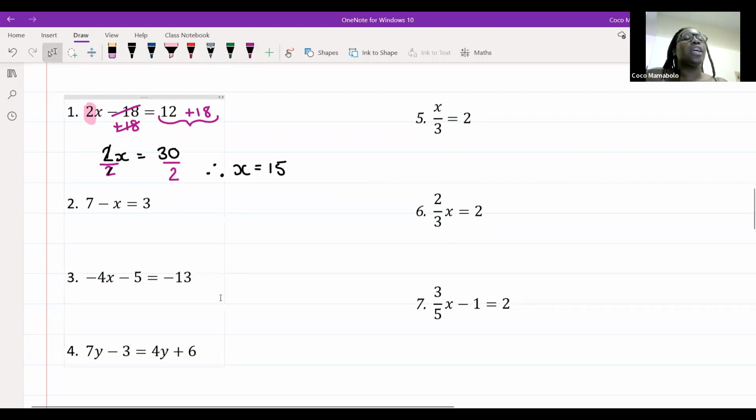Let's talk about number 2. I know I want x on its own. My goal is to have, therefore, x is equal to something at the end. So I've got positive 7 over here, so I'm going to minus 7 and minus 7 on both sides.